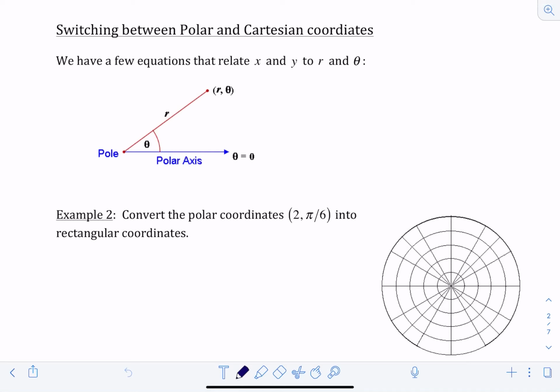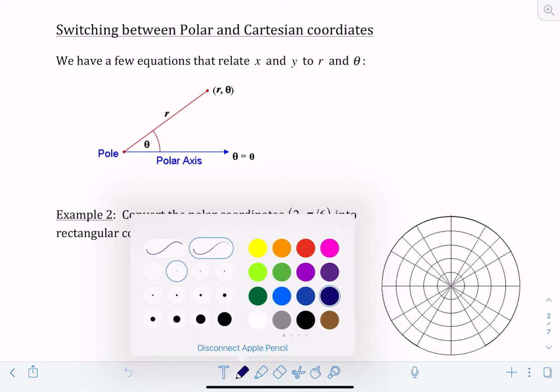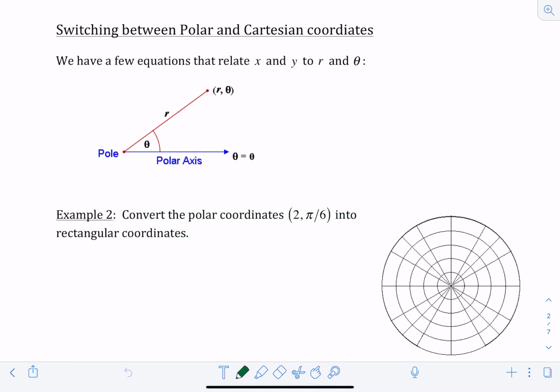Okay, so we want to talk a little bit about switching between polar and Cartesian coordinates. The way that we're going to do this is we're going to use right triangle trigonometry. I want you to imagine that I drop a perpendicular down here. Just as a reminder, you got theta here, you got r here. And what I'm trying to do is figure out the x and y coordinates. If you project down, then the x coordinate will be that value right there. And this vertical distance right here is going to be y.